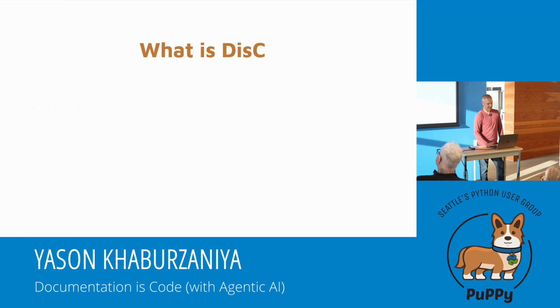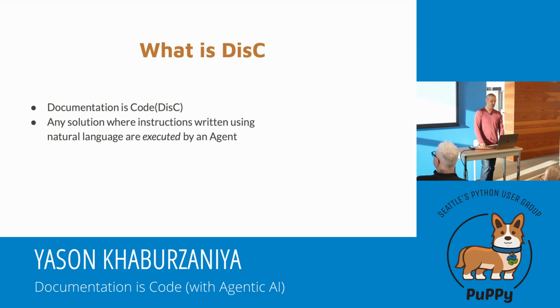So first I'm going to explain this idea. What I mean by documentation as code is any solution where instructions written using natural language are executed by an agent. So you can think of it as in you're writing your Python instructions, you have a Python interpreter translating those instructions into machine code. In this case, the agent is doing that job, and your instructions are written using your native language.